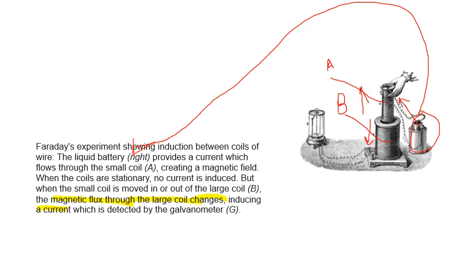And how are we checking the current? Yes, we are checking the current through this galvanometer. This galvanometer is placed here. So this can be done.